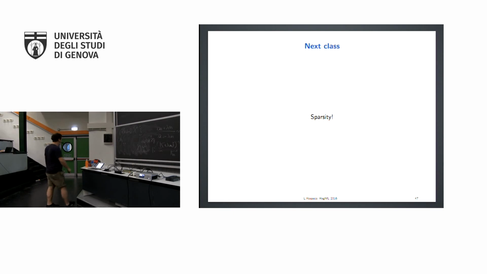Next class, and the whole day on Thursday, is going to be sparsity. So the first part is just going to be basic sparsity. The second part is going to be structured sparsity and potentially sparsity beyond vectors, so ideas related to low rank and learning matrices with some sparse structure.